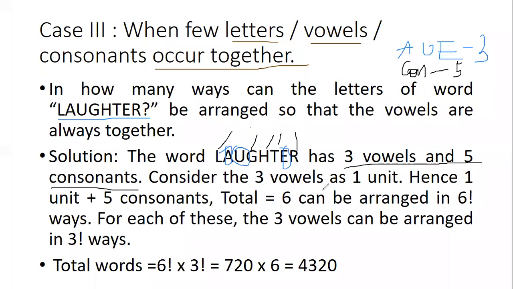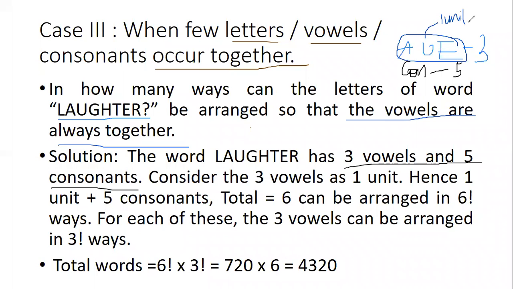Now, what are they saying to us? We have to arrange this word in such a way that vowels are always together. Which means whichever word comes, these 3 vowels are supposed to be together. So I'm going to make the vowels one unit, because it says vowels are always together. Now apart from 3 vowels, I have 5 consonants. So in how many ways can I arrange the letters? 5 consonants are there, plus vowels always together, so I take them as one unit. So 5 plus 1 is equal to 6. I have 6 separate units here.